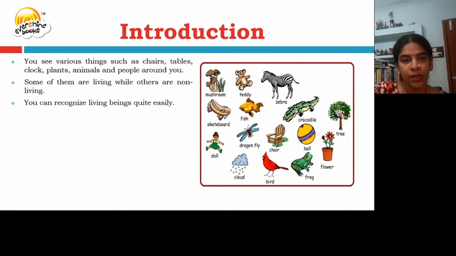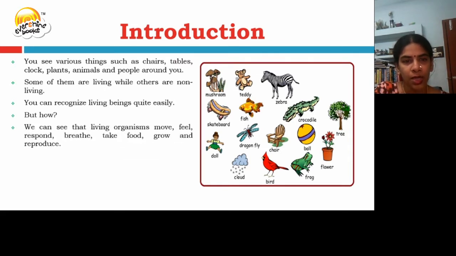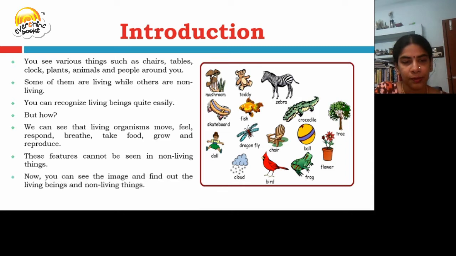You can recognize living beings quite easily. How? We can see that living organisms move, feel, respond, breathe, take food, grow, and reproduce. These features cannot be seen in non-living things. Now you can see the image and find out the living beings and non-living things.